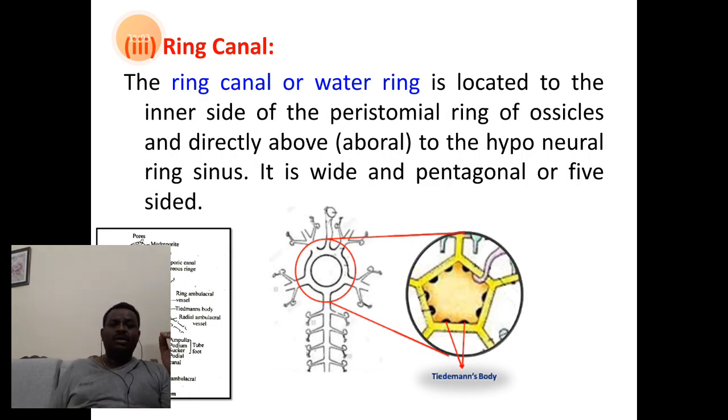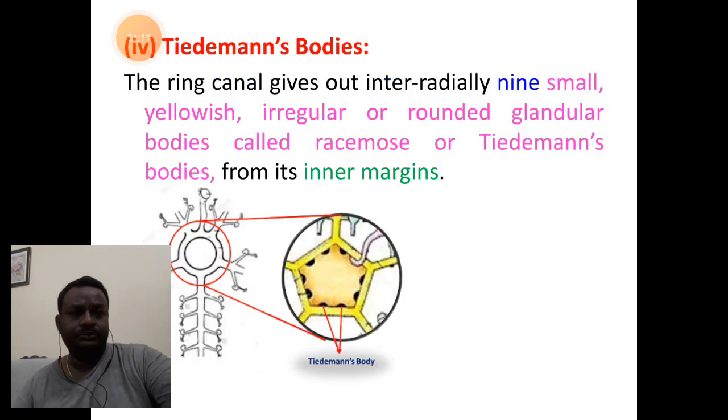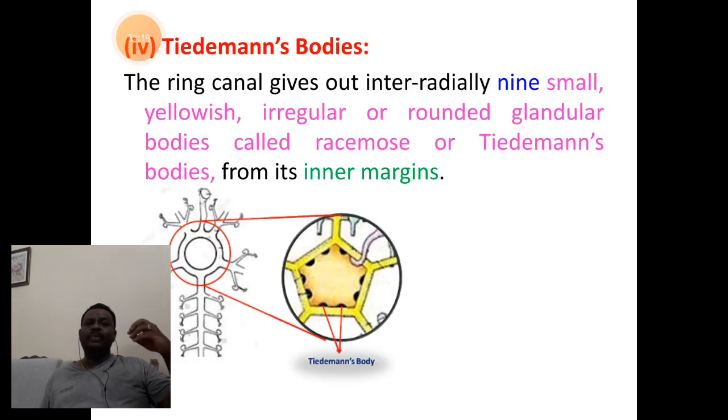Each corner of this ring canal continues or extends as radial canals. So that's the importance of the structure of the ring canal. Now, you know that stone canal end, the other end will join with the ring canal at inter-radius position.